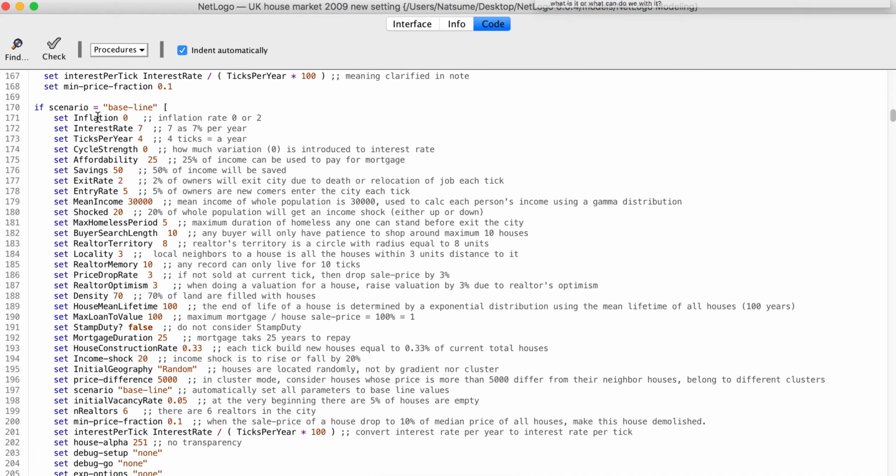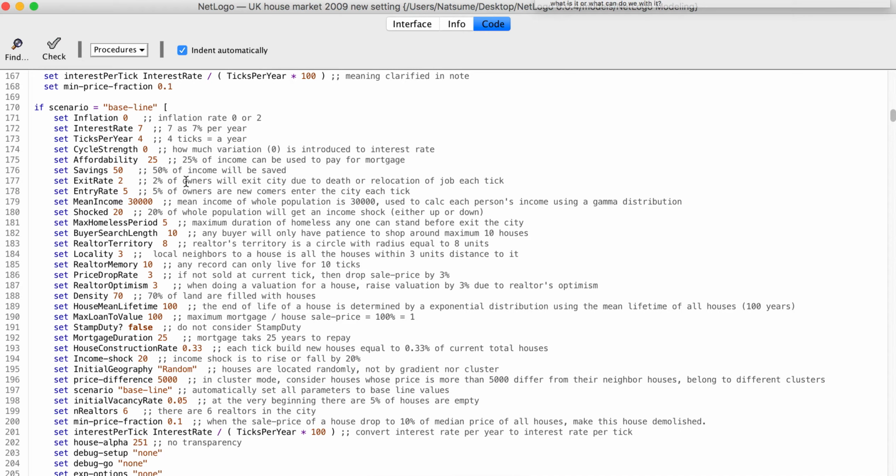We set inflation to be 0, meaning inflation is actually 0%. Interest rate 7, meaning interest rate is 7% per year. Ticks per year is 4, so 4 ticks equals 1 year. So 400 ticks is 100 years. Cycle strength 0, meaning there's no variation introduced to interest rate. Affordability 25, meaning 25% of the income can be used to pay for mortgage. Saving 50%, so 50% of the income will be saved.